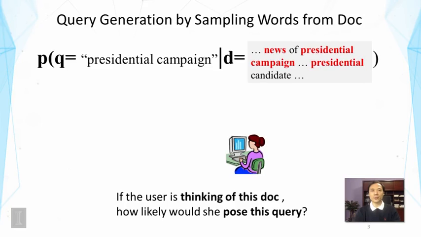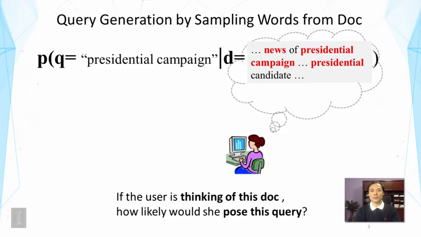In the query likelihood retrieval model, our idea is to model how likely a user who likes a document would pose a particular query. So in this case, you can imagine if a user likes this particular document about the presidential campaign news, then we can assume the user would use this document as a basis to pose a query to try to retrieve this document. So we can imagine the user could use a process that works as follows, where we assume that the query is generated by sampling words from the document.